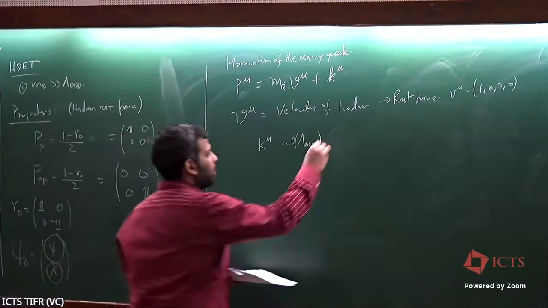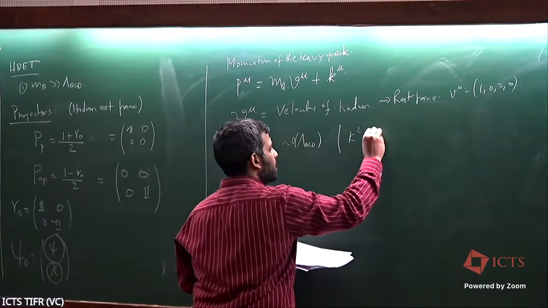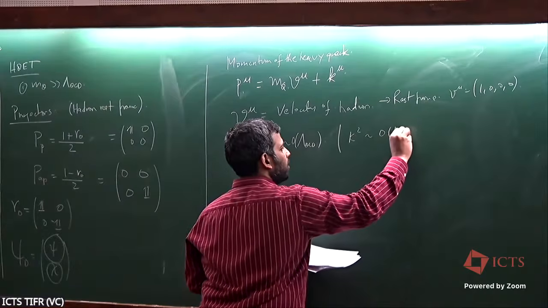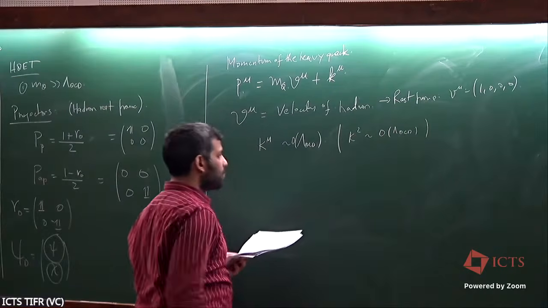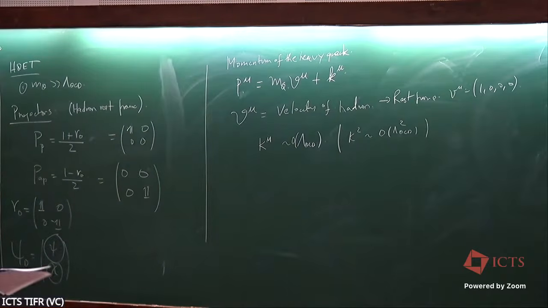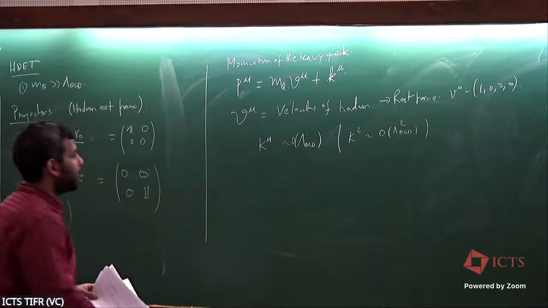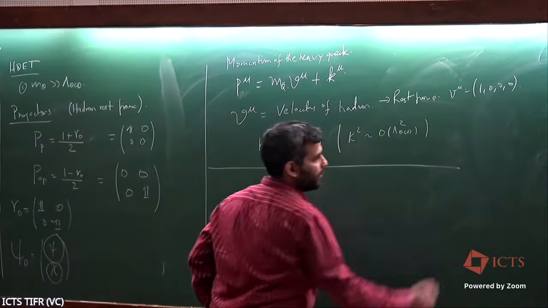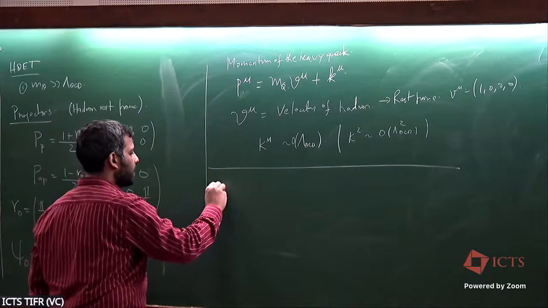Or yeah, basically in more concrete sense, this is lambda QCD square. And starting with this momentum, let me first start writing the heavy quark propagator, because that will give me the idea on what is happening here.